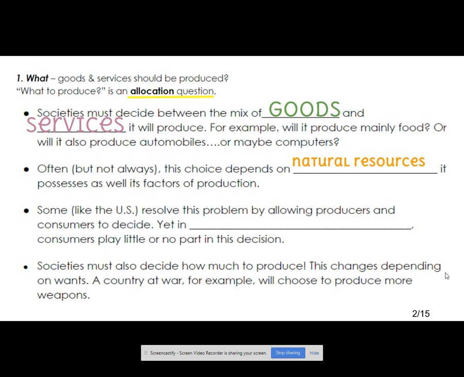Some, like the US, resolve this problem by allowing producers and consumers to decide. Yet in Cuba and North Korea, even though it is starting to change in Cuba and a little bit in North Korea, but not a lot, consumers play little or no part in this decision. It's more about government ownership of the resources, government ownership of the decisions, and consumers just basically are stuck buying whatever it is that the government has determined that they should be buying.